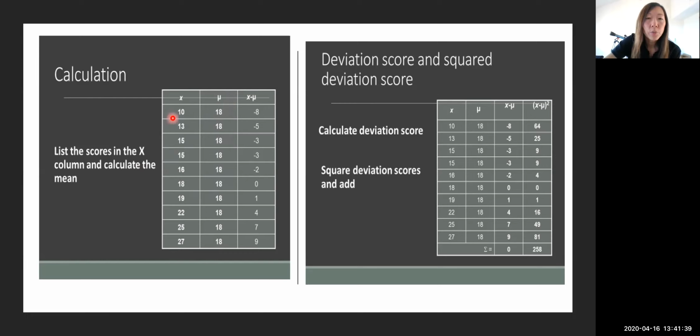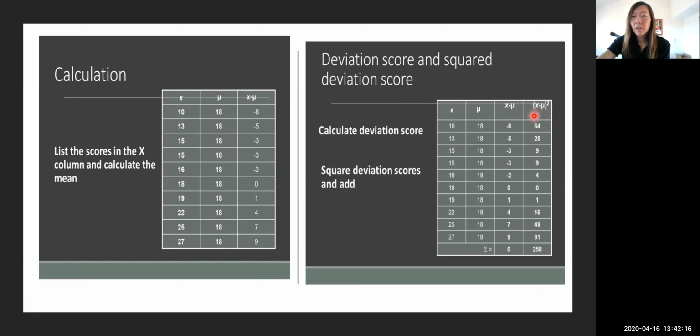18 is the mean, so we just take 10 minus 18, 13 minus 18, 15 minus 18, and the answers to those will be our deviation scores. Okay, so these are going to be how far away the score is from the mean. Okay, 10 is 8 scores below the mean, 13 is 5 scores below the mean, 15 is 3 scores below the mean.